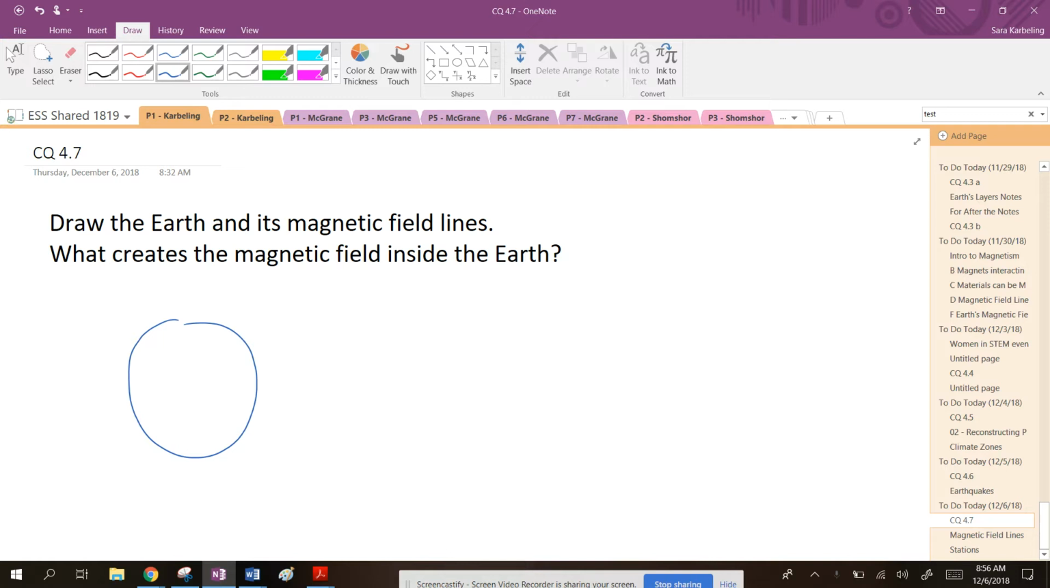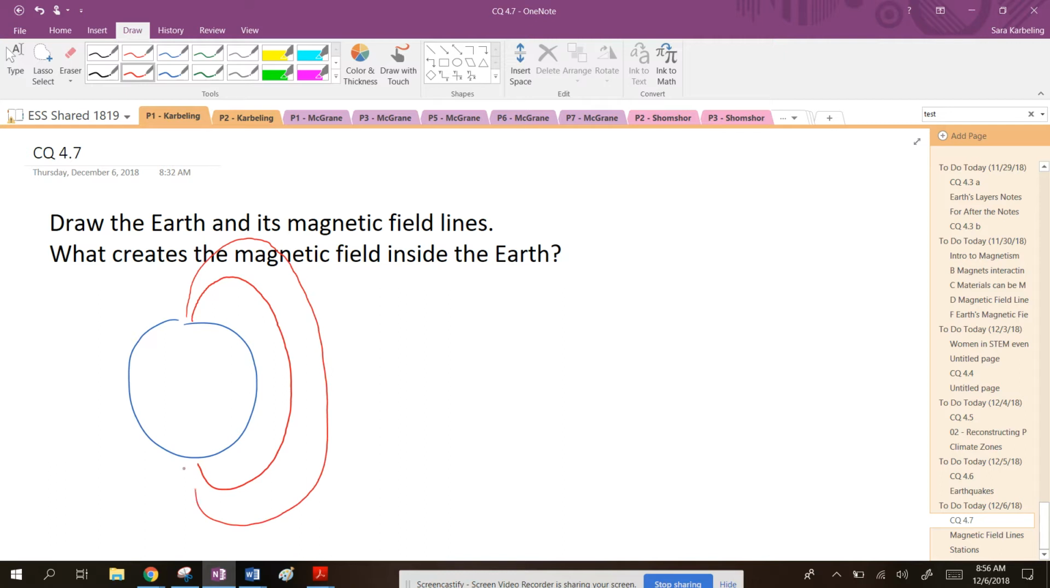Where do they come from? The poles, right? No, it's okay. That's why we're working together, right? Learning as a community. So they're coming out of one pole and going into the other pole. That's that whole thing that we learned in magnetism. We need to write that down. So the magnetic field lines are going to come out of one pole and into another pole.